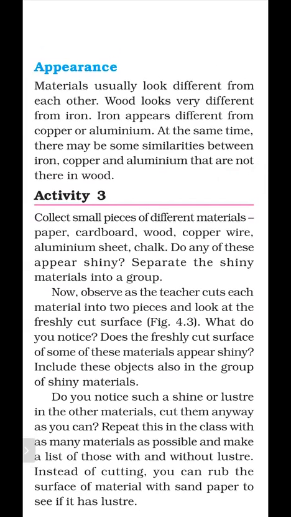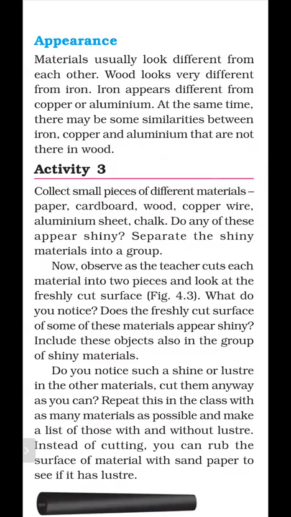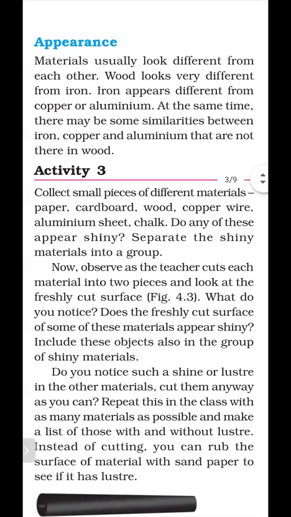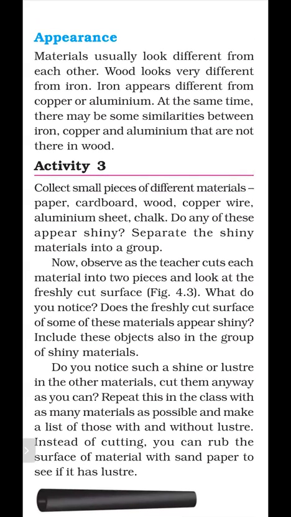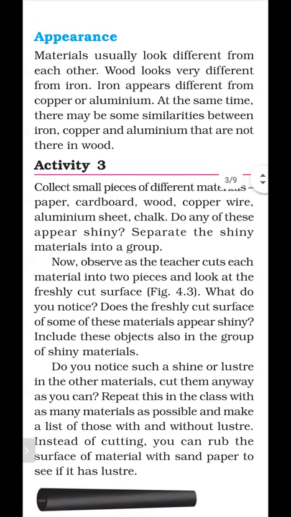So this is activity 3. Collect small pieces of different materials: paper, cardboard, wood, copper wire, aluminium sheet, and chalk. Do any of these appear shiny? So we are collecting small pieces of different materials. Suppose we are taking a small piece of paper, cardboard, wood, copper wire, aluminium sheet and chalk. And among these objects, some shine and some do not shine.